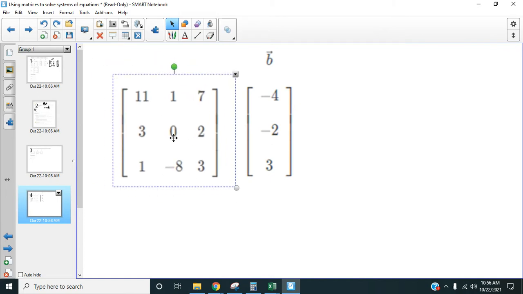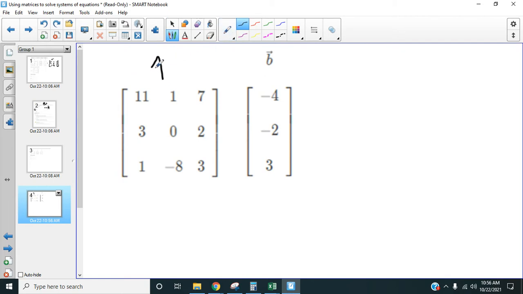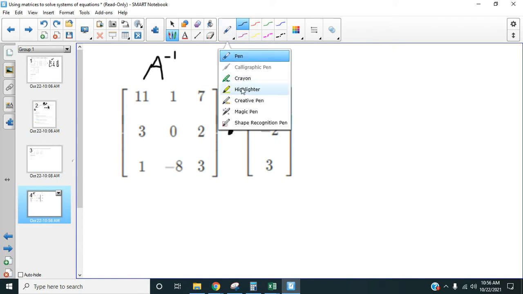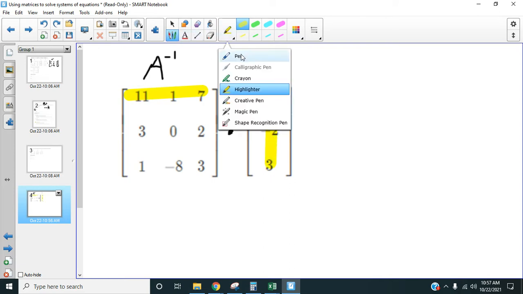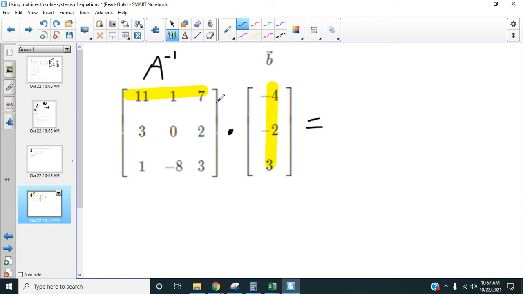If I do it in this order, it will work. Where this is the inverse of A and that's B. We're going to multiply. All right, now, this row times this column. That row times that column. We're going to end up with 11 times negative 4 plus 1 times negative 2 plus 7 times 3.